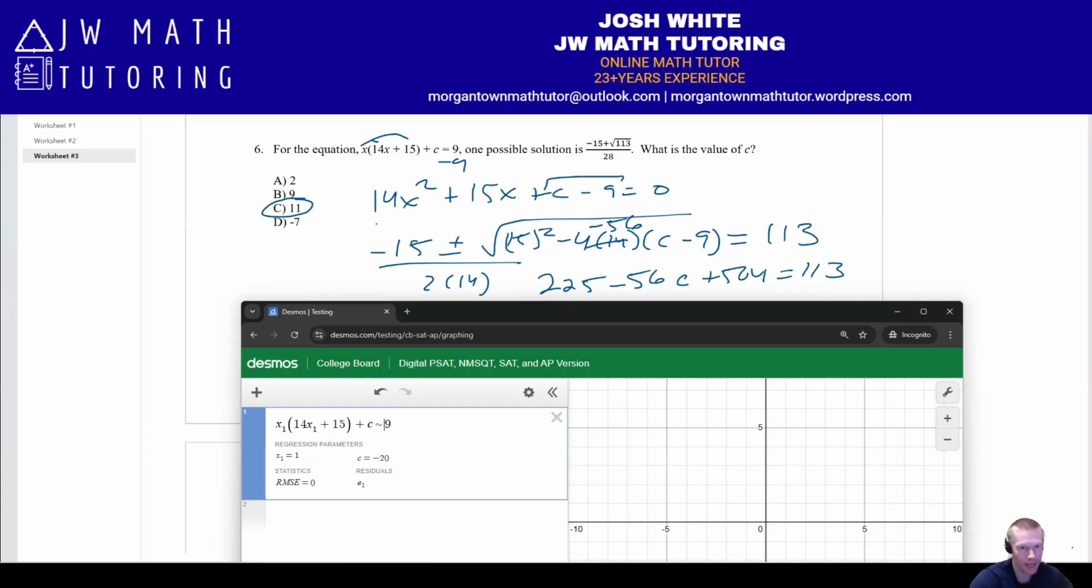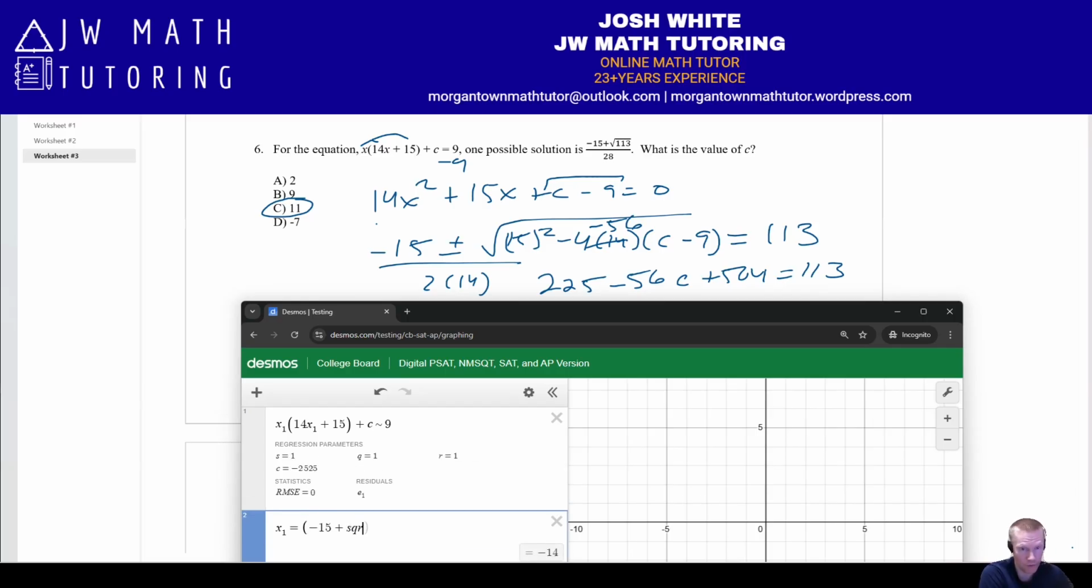All right. Now, what I'm going to do is I'm going to tell it that x1 is equal to that number that is provided. So the negative 15 plus square root 113 divided by 28. Notice now it basically takes that value and it plugs it in for all the x's in this regression statement, and it gives me the value of c, which makes this true, which is 11. So this is how you could do this entire problem, basically in 2 lines in Desmos.